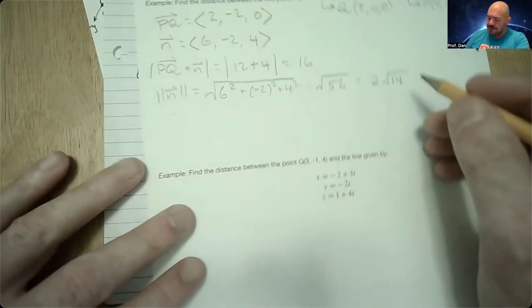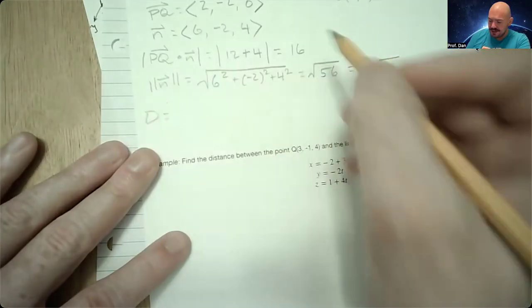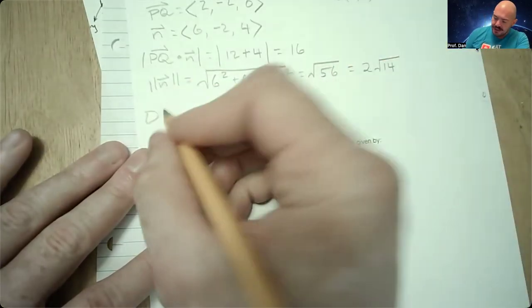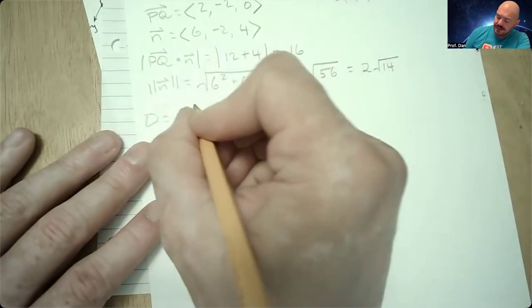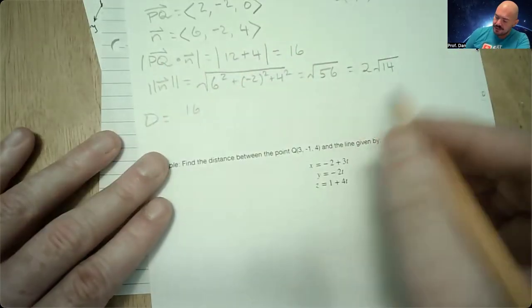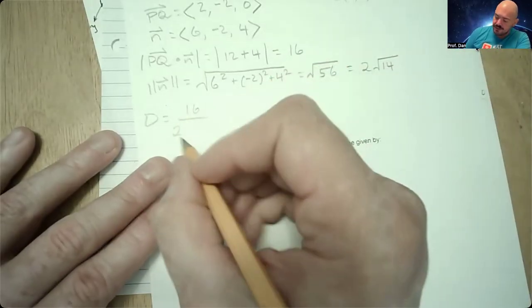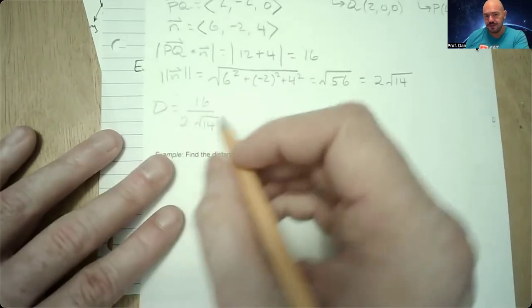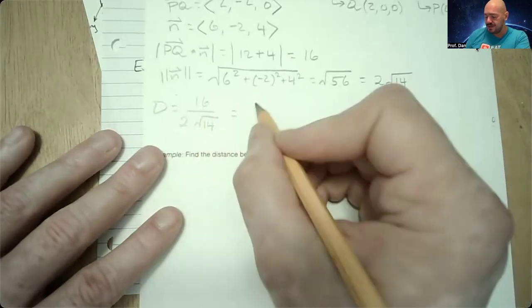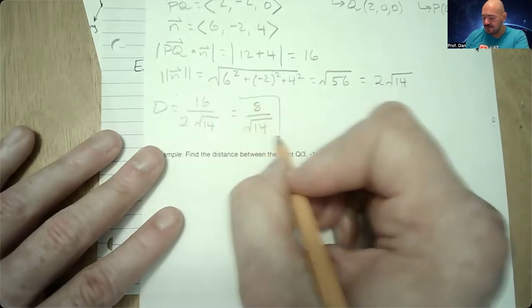And if I were to find the distance between that point that we got and this plane, we would have distance is equal to the absolute value of our dot product, 16, divided by the magnitude of the normal vector, 2 square root 14. 16 over 2 reduces, so we could write this as 8 over the square root of 14.